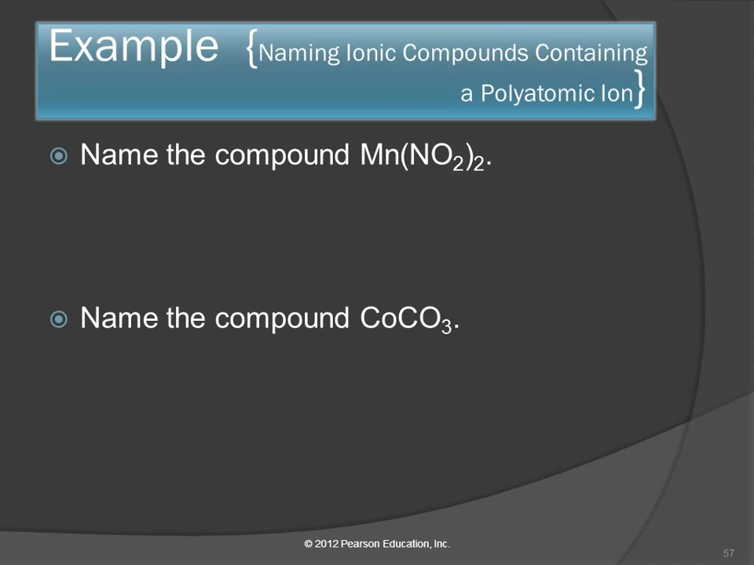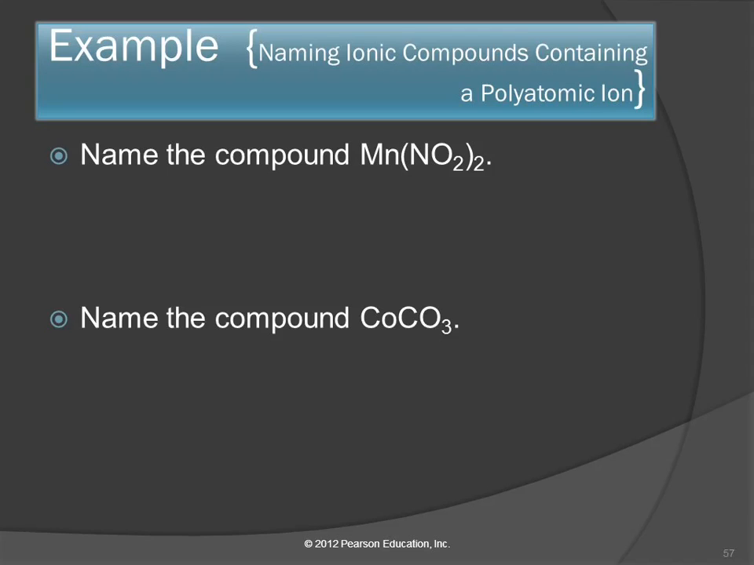A couple of examples. Name these compounds. Mn(NO2)2. When you have something in parentheses like this, remember we talked about this being a bundle pack. When we read the formula, we just read it straight across: Mn N O 2 2. But because we're saying 2, we understand that there are parentheses there.